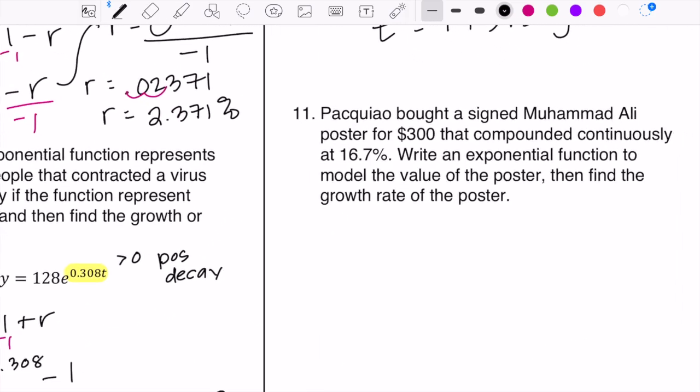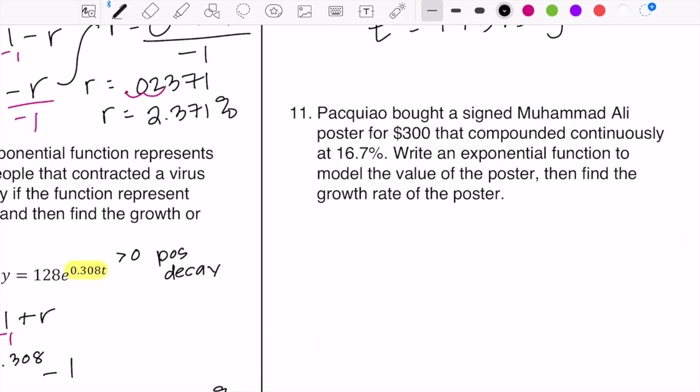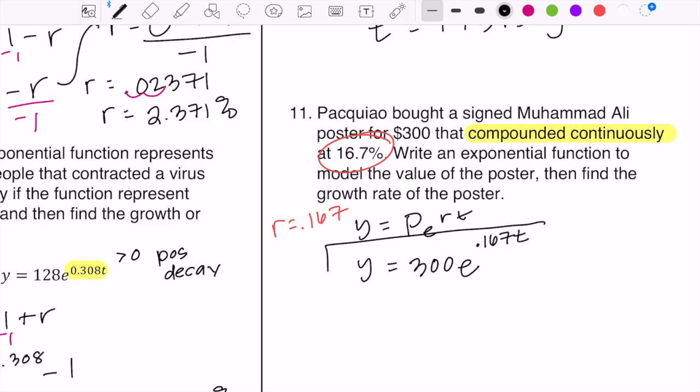Okay, last little problem. Somebody bought a Muhammad Ali poster for $300 that compounded continuously. So that's the PERT equation. We see that the rate is going to be 0.167, and it just says write an exponential function to model the value of the poster. So that one, you're going to type in the initial price, which was 300, and then e to the 0.167t. So that's the function.